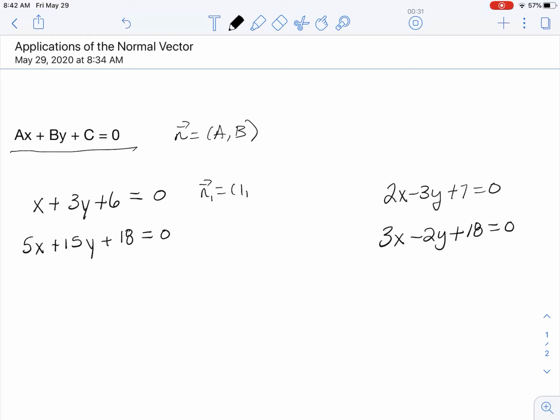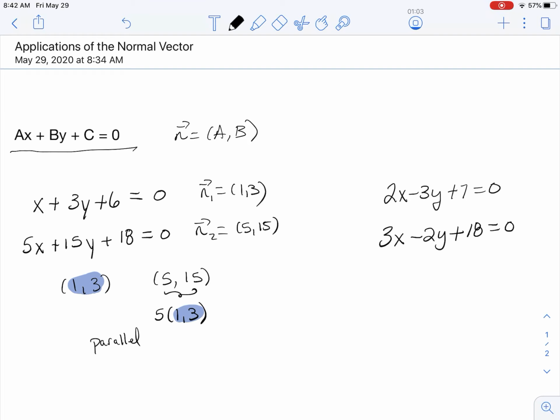So let's look at these two lines that I have here, first pair. The normal vector of the first one, which I call normal 1, is (1, 3), and normal 2, for the second one, is going to be (5, 15). I can use these vectors to see if these lines are parallel. Over here, on the one that has larger coefficients, I notice I can factor out a 5, and the result is the same vector as the other line. So these two lines would be parallel.